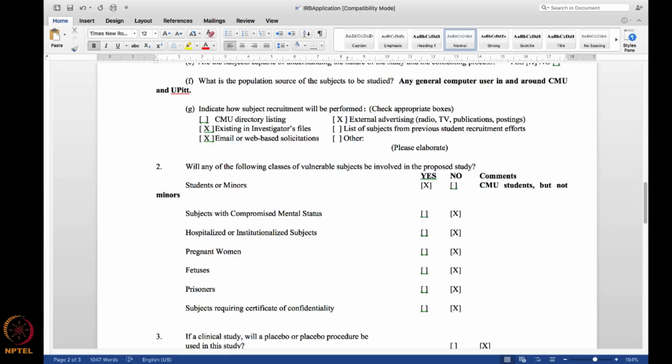Here, the categories of questions or options given are students or minors, subjects with compromised mental status, hospitalized or institutionalized subjects, pregnant women, fetuses, prisoners, subjects requiring certificate of confidentiality. The idea is that if you're going to collect data from these kinds of participants, the evaluation of the application will be slightly different. The application that I have is more like a minimal risk study, and I was just collecting emails, so it probably does not have too many risks attached to it.